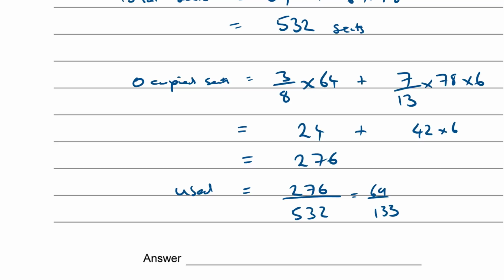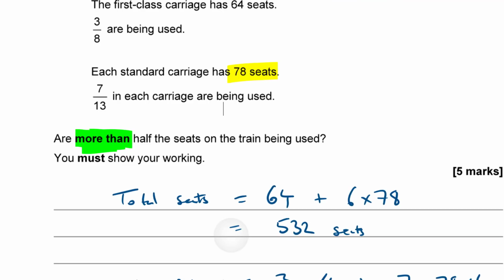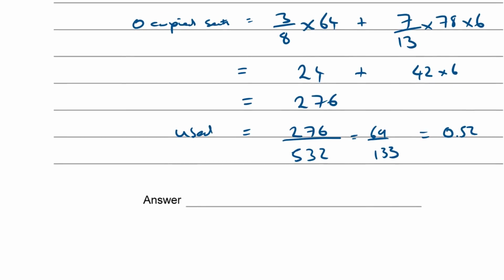Is that more than half? What's that as a decimal? That's 0.51879. I'm going to round it off to 0.52. Okay, it's just a little bit more than a half then, isn't it? Because half is 0.5 and this is 0.52. So are more than half of the seats on the train being used? Then the answer is yes.